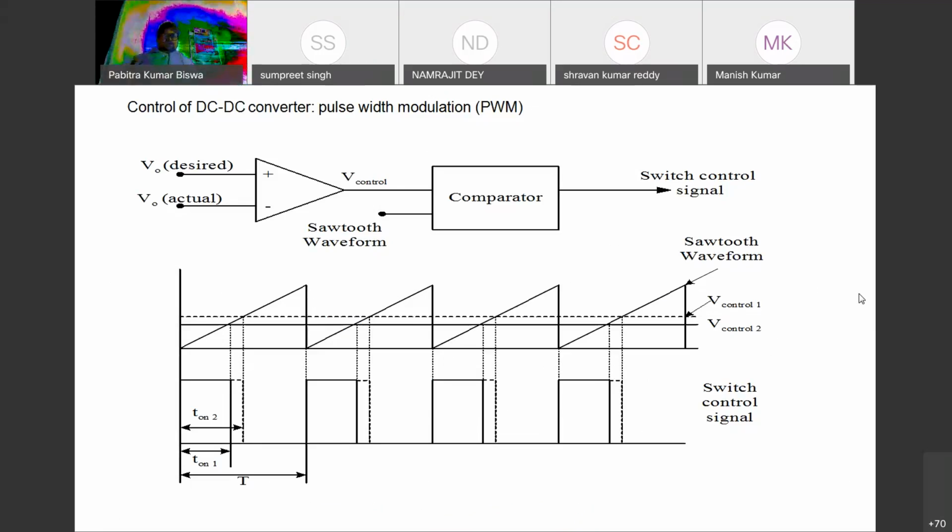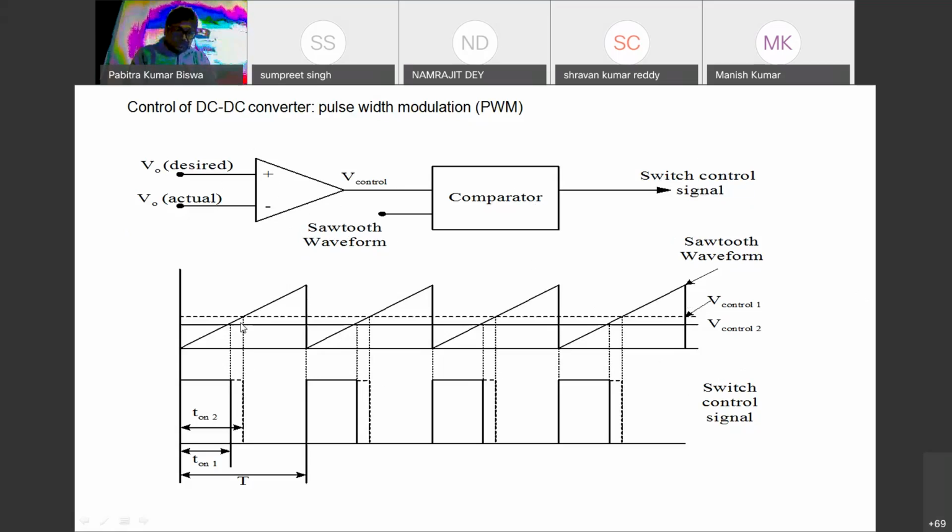Control of DC to DC converter by pulse width modulation. Actually, we are controlling the desired voltage and comparing it with the actual voltage. Then we use the op amp and get the control voltage. Then the control voltage and sawtooth go to the comparator, and we get the signal. We consider control one and control two, and it will be controlled with that.